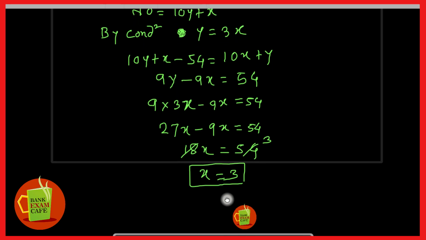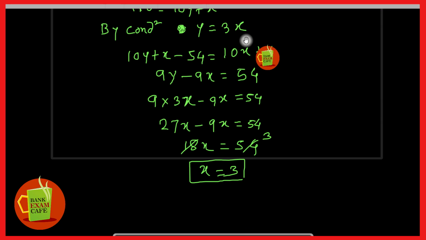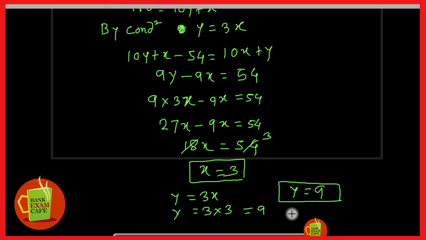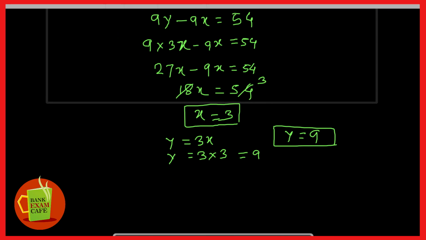Now to find the tens place digit, we know that y is equal to 3x, so put the value of x as 3 here, so y will be equal to 3 into 3, and that is equal to 9. So we have got y is equal to 9, so we got the tens place digit as 9, and therefore the required 2-digit number will be tens place digit is 9 and unit place digit is 3, so it will be 93.